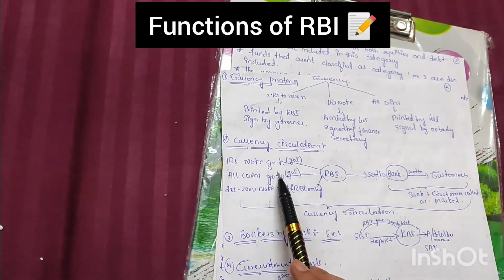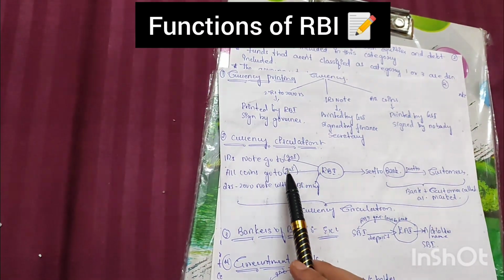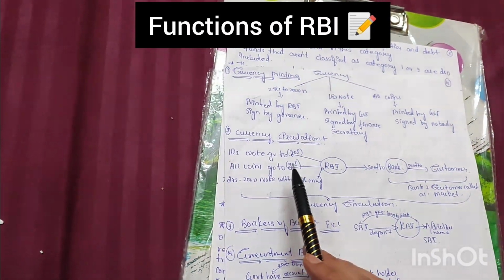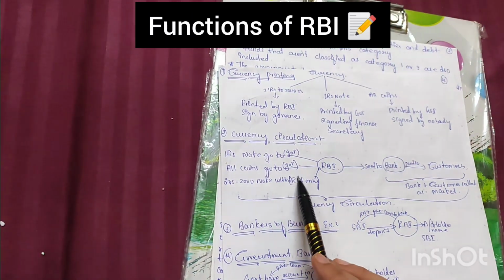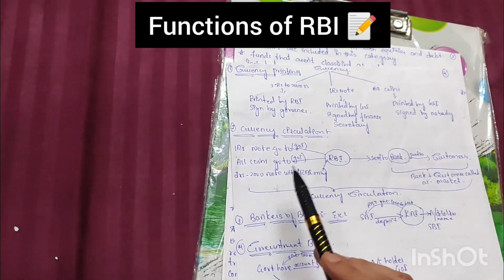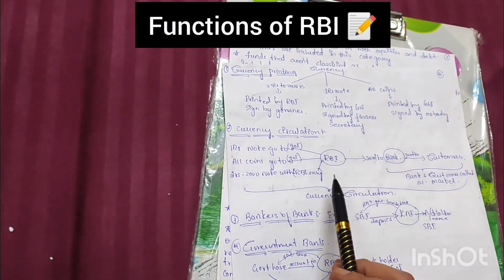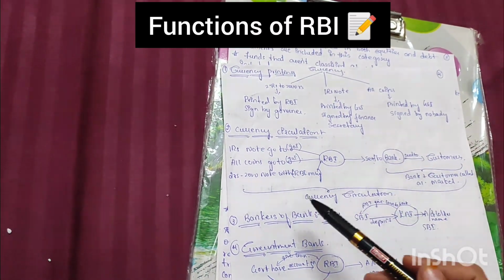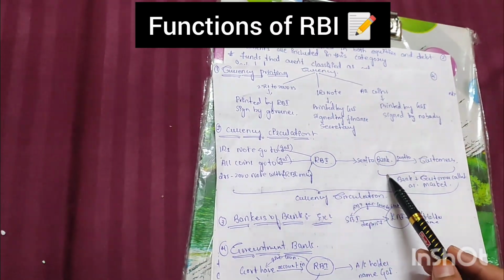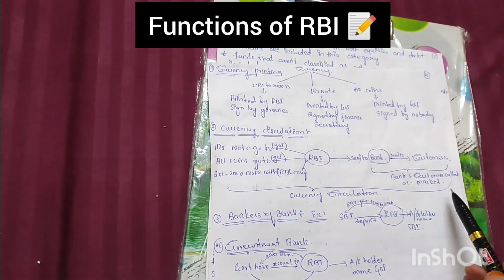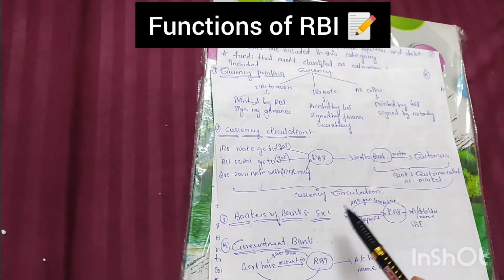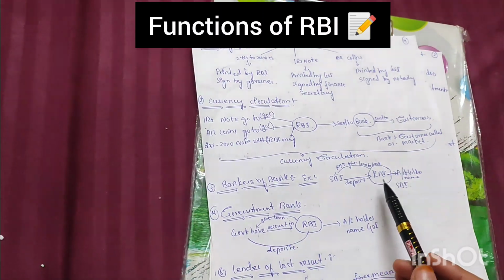So the second one is currency circulation, how it circulates. 1 rupee notes which are printed by Government of India will go to RBI only. All the coins which are printed by Government of India also go to RBI only. The 2 rupees to 2000 rupees notes which are printed by RBI are with RBI only. So RBI then sends this money to banks, then banks send it to customers, and banks plus customers are called the market. This is how the currency circulates.